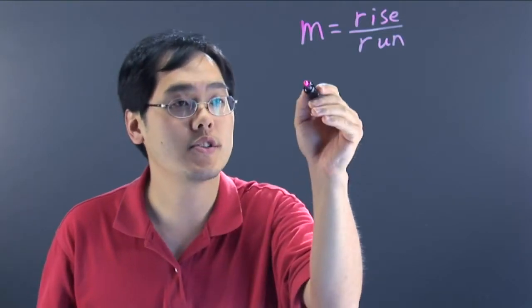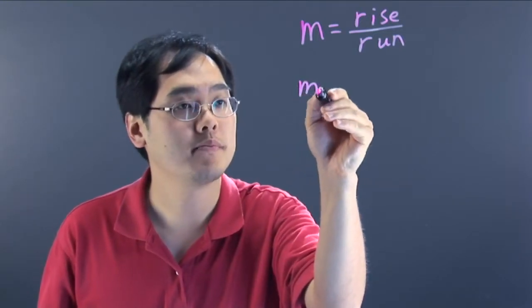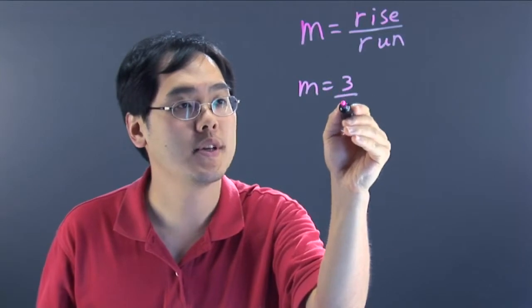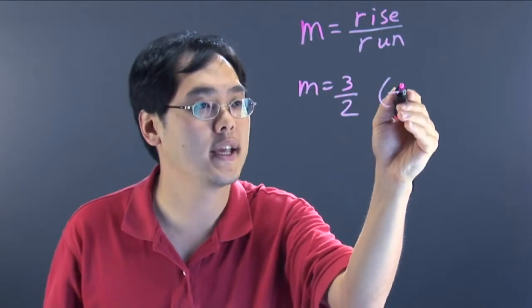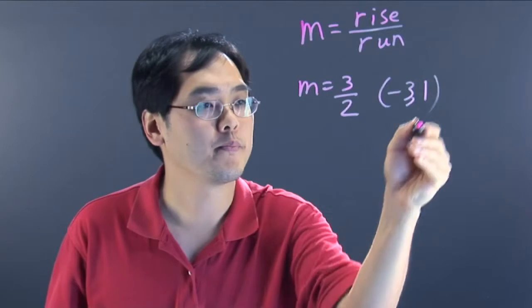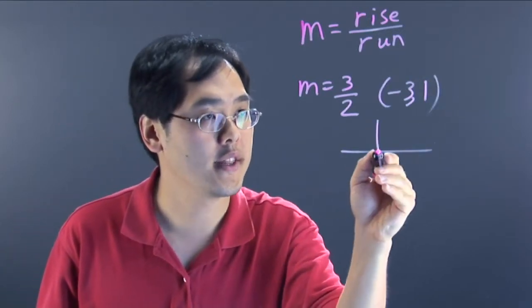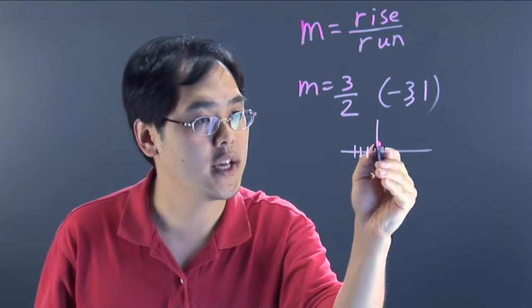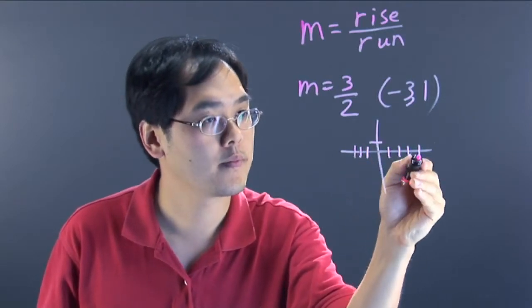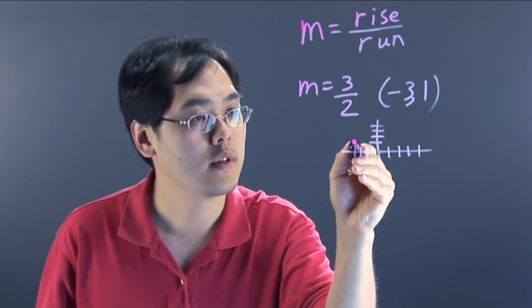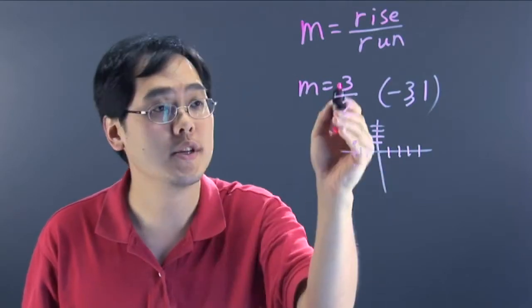So here's an illustration. Suppose you have the slope is equal to 3/2, and you're given a point, let's just say -3, 1. Okay, so you have a graph that looks like this. You're graphing -3, 1. Now, the slope is 3/2.